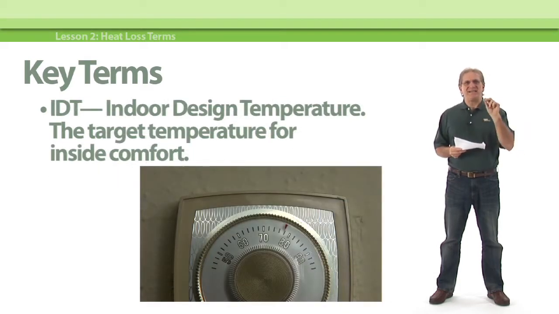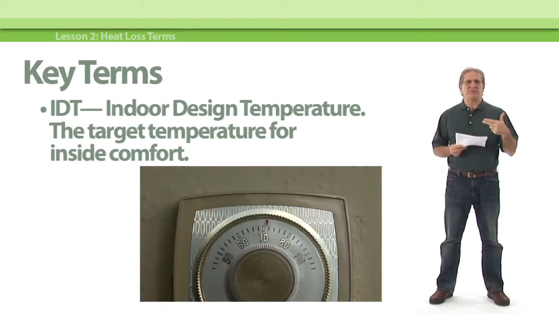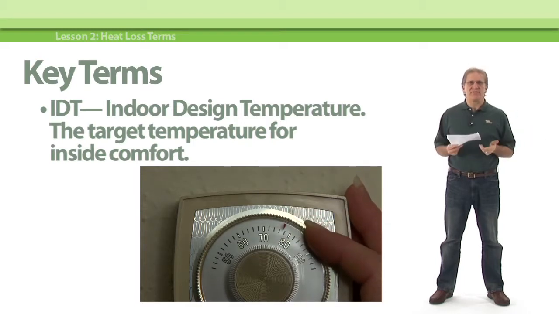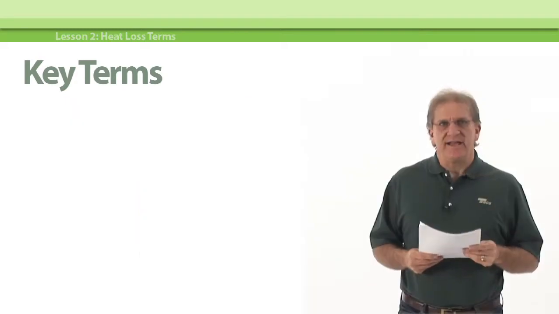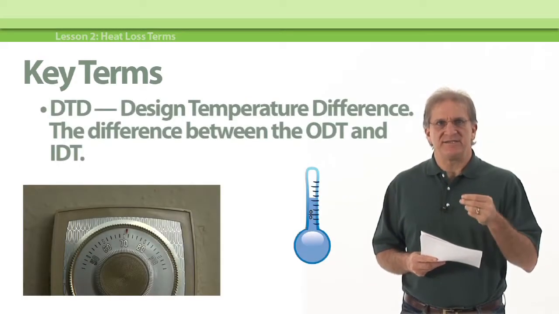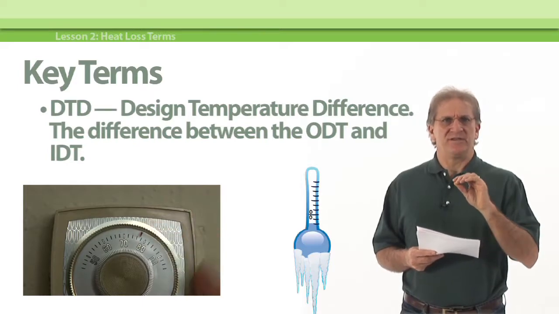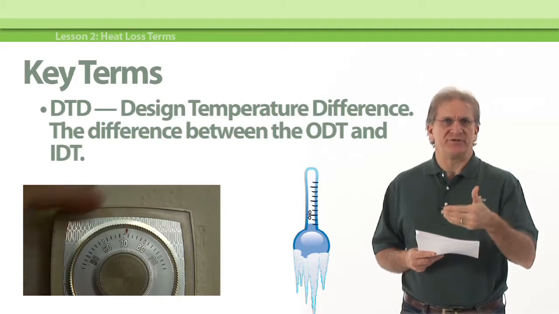Next term, IDT, Indoor Design Temperature. This is your target temperature for the house. How warm do you want the structure to be for inside comfort? For most people, that's around 70 degrees, more or less. Next is DTD, Design Temperature Difference. That's the difference between the two. It's between the temperature of the coldest day of the year outdoors and where you want the temperature to be indoors.